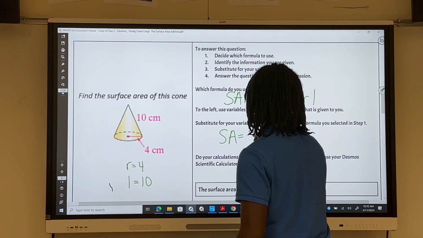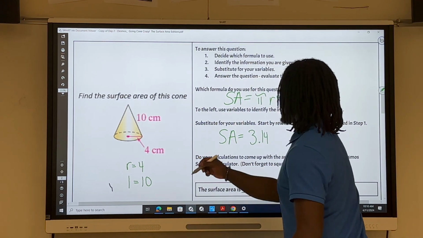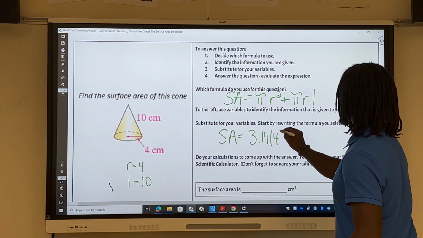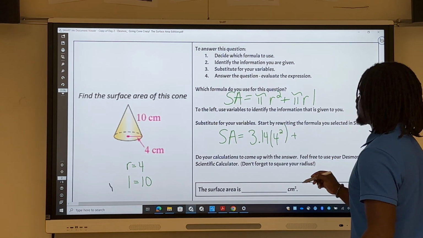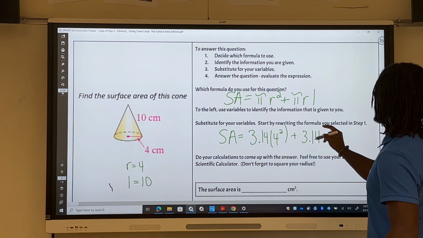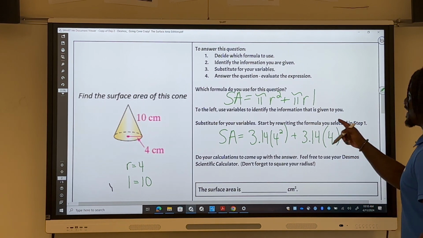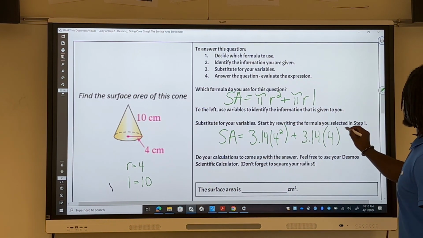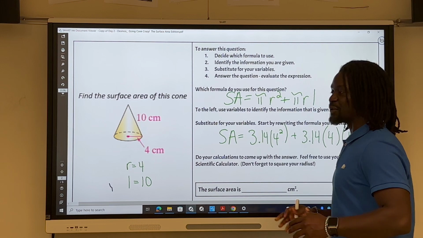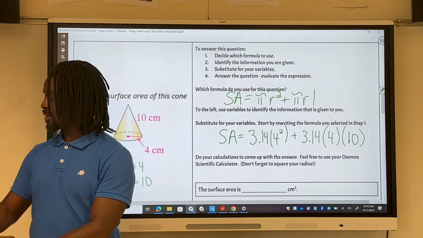So we got pi is 3.14. The radius is 4 squared plus pi, again, 3.14 times the radius, which is, again, 4. And then the slant height, which is 10. And so then I'm going to take that and I am going to plug that into my calculator.